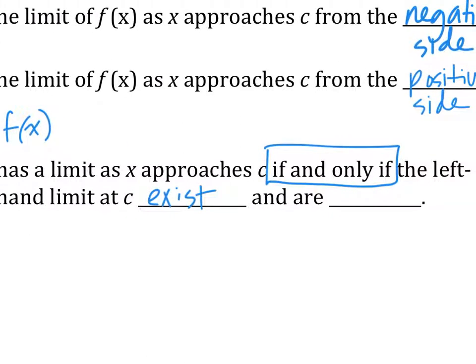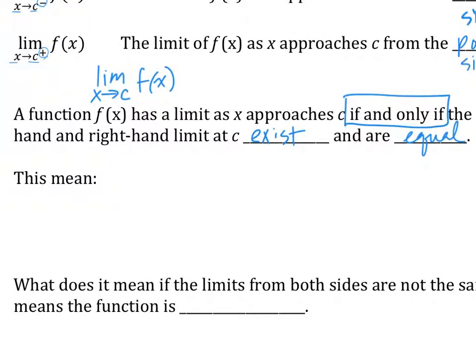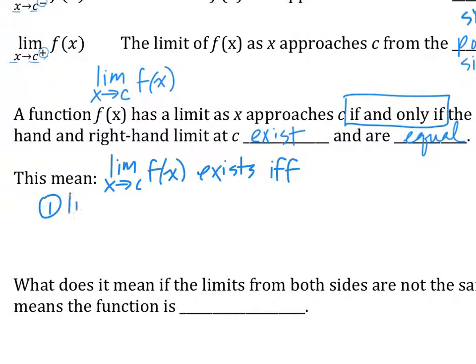Okay, first thing, it has to go to some number. Next, and then they have to be equal. So there are two parts. This means the limit as x goes to c of f of x exists if and only if. They write it like this. IFF means if and only if. Two things. First, the limit as x goes to c minus and the limit as x goes to c positive, they both exist.